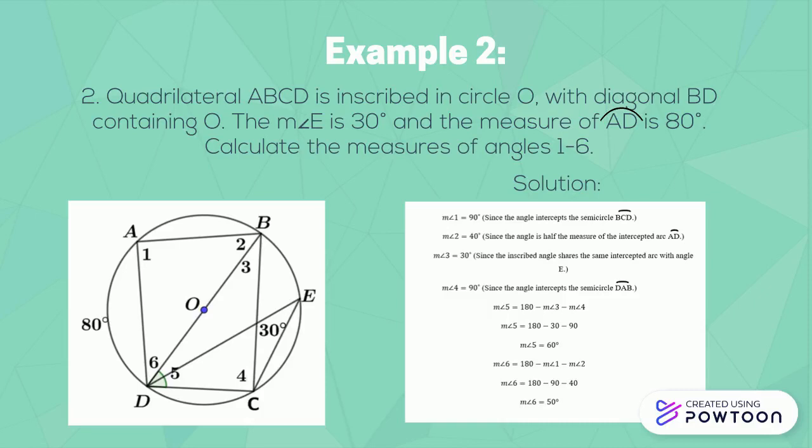The measure of angle 3 is 30 degrees since it is an inscribed angle that shares the same intercepted arc with angle E. The measure of angle 4 is 90 degrees since the angle intercepts the semicircle DAB. The measure of angle 5 is 180 minus the measures of angle 3 and 4, giving it the measure of 60 degrees. And finally, the measure of angle 6 is 180 minus the measures of angle 1 and 2, giving it the measure of 50 degrees. Both of these were done by calculating the sum of the interior angles in a triangle.